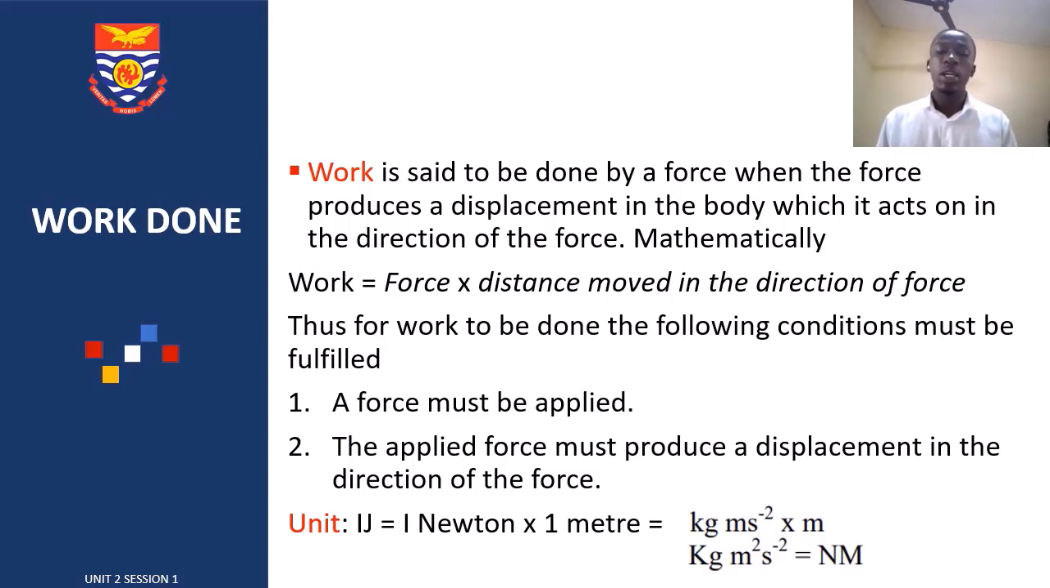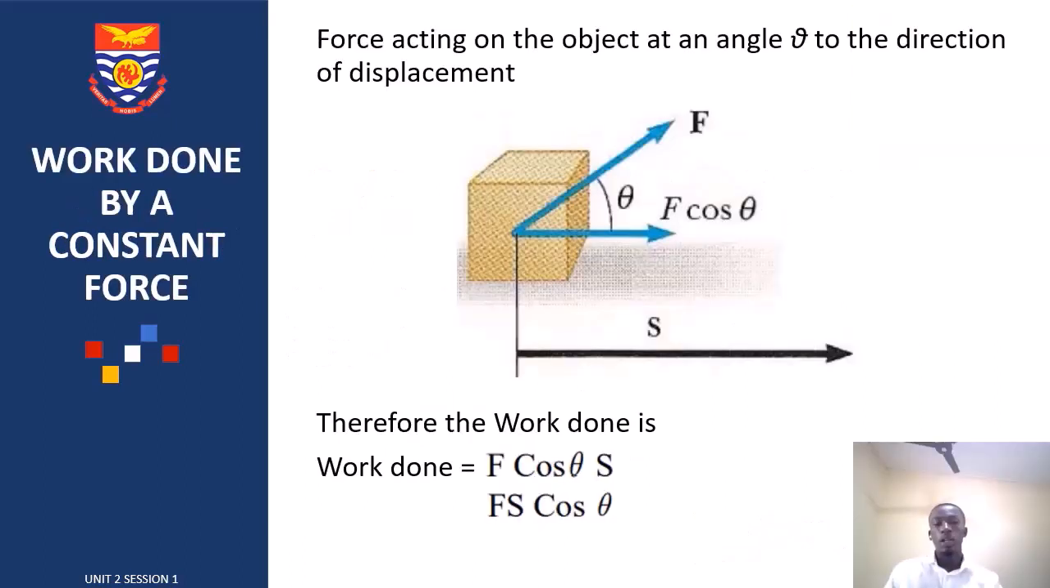So we explain work as follows: work is said to be done by a force when the force produces a displacement in the body which it acts on in the direction of the force. Mathematically, we express work done to be equal to the force times the distance moved in the direction of force. The unit of work done is joules, that's Newton times meter.